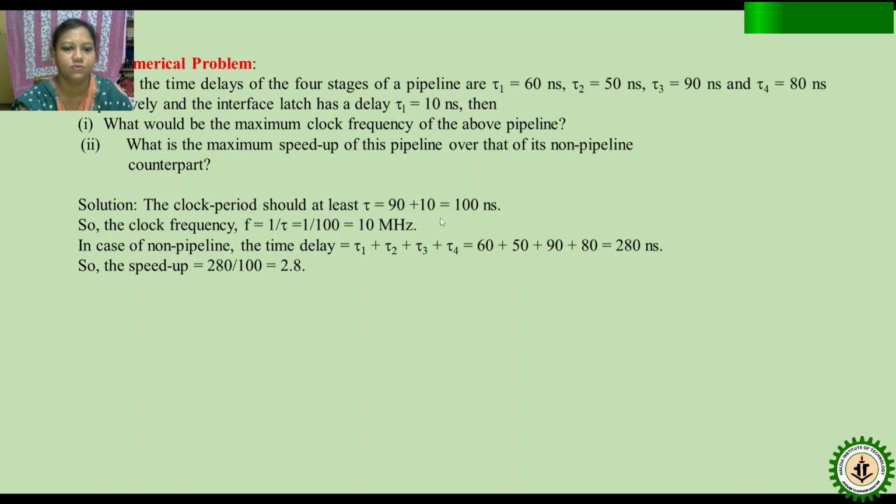Now what is the maximum speed up? If we perform the above problem in a non-pipeline structure, it equals tau 1 plus tau 2 plus tau 3 plus tau 4, that is 280 nanoseconds. So for comparison, that is the speed up: 280 divided by the clock period, which for the pipeline is 100. So 280 divided by 100 equals 2.8. It is the maximum speed up.